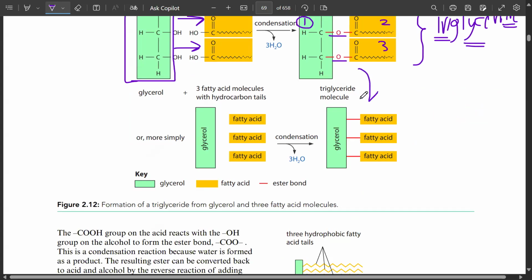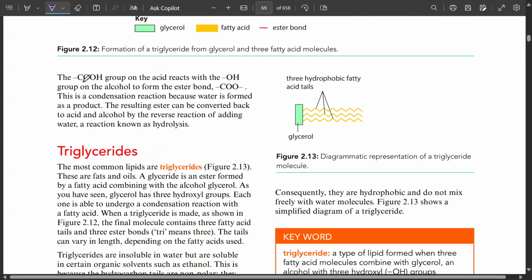This is what a molecule actually looks like when you combine them. Glycerol combining with three fatty acid molecules is a condensation reaction where H2O would be removed, like I just explained above, and a triglyceride will be formed. The COOH group of the acid reacts with the OH group on the alcohol to form the ester bond. This is a condensation reaction because water is formed as a product. The resulting ester can be converted back to an acid and alcohol by the reverse reaction of adding water. It is a reaction known as hydrolysis.